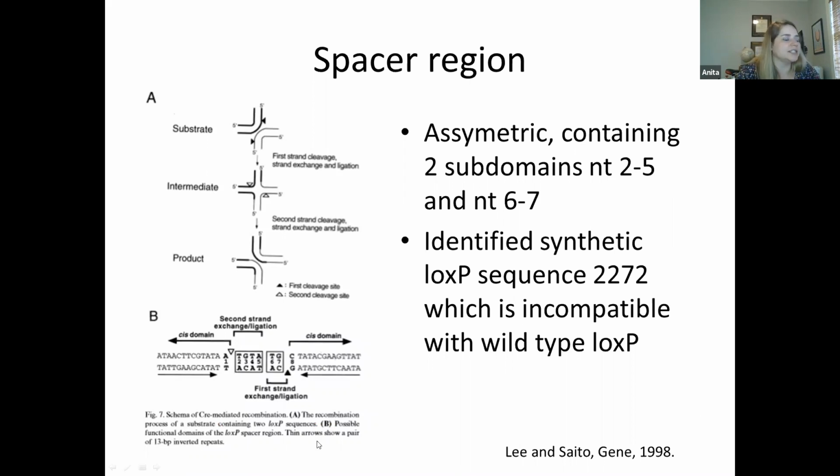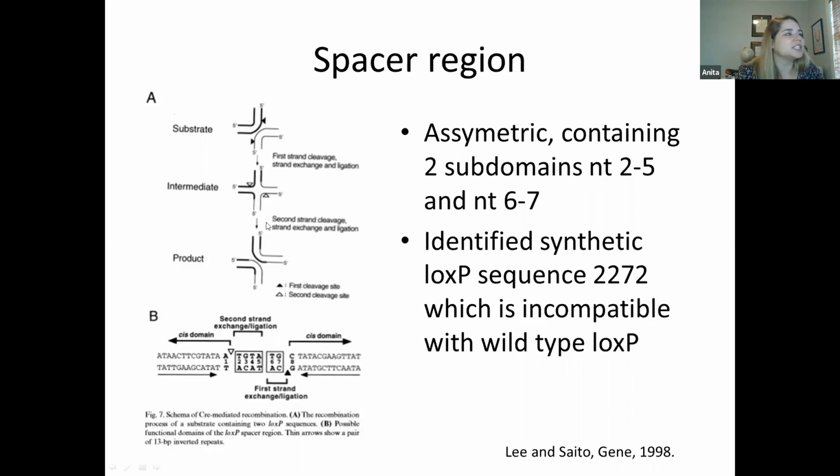In 1998, they were describing what the spacer region is and what the different domains do. They found that you have the two palindromic regions, but the region in between is asymmetric. It contains two subdomains. The first has 2 to 5 base pairs, and the next has 6 to 7 nucleotides. Sorry, I was making these slides late last night.